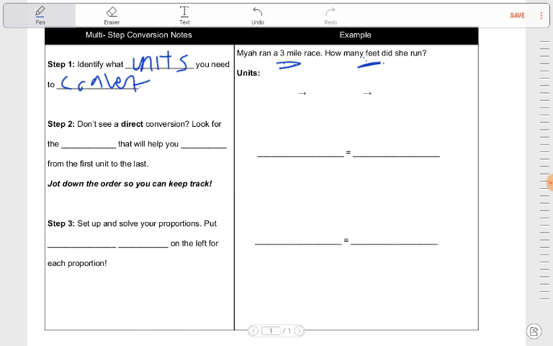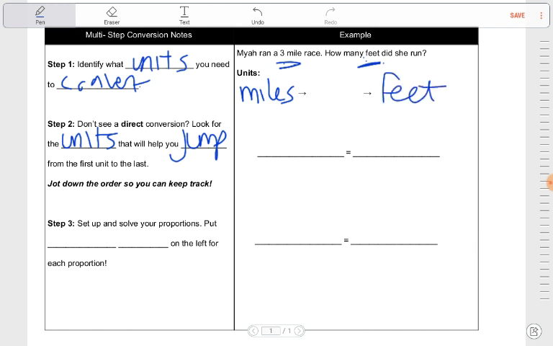Step 2, don't see a direct conversion? Pause and look on your conversion sheet. Do you see a way to go from miles to feet? If not, which you should not, then look for the units that will help you jump from the first unit to the last. Pause, see what you think is going to help you to go from miles to feet.